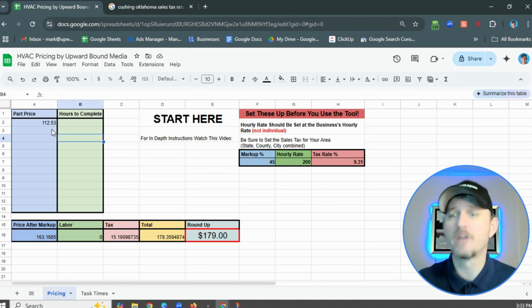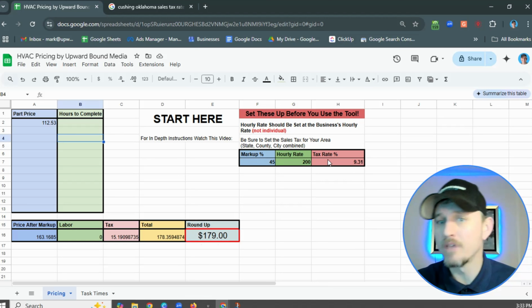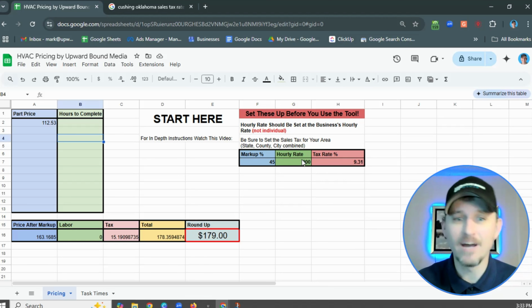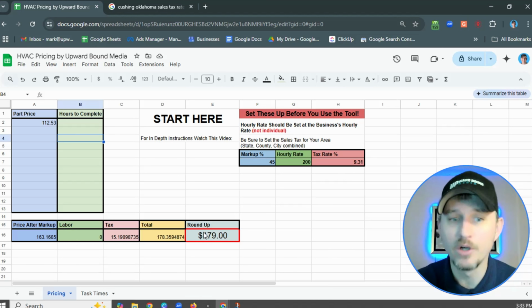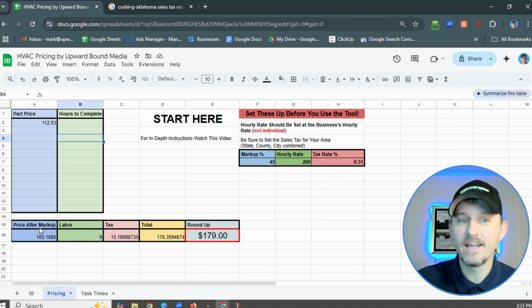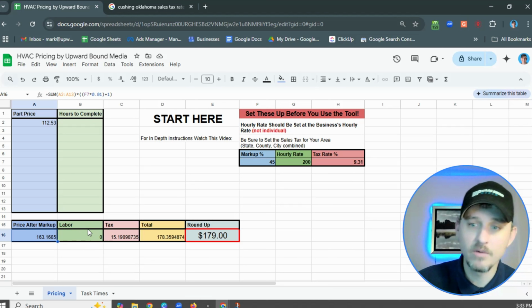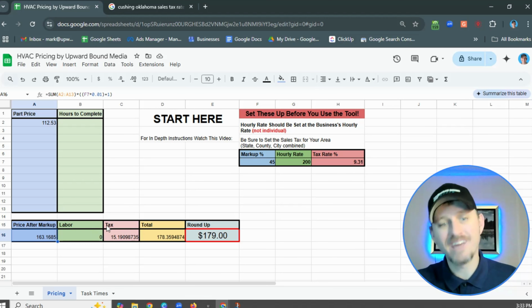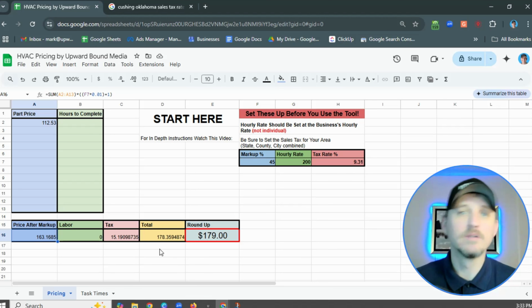So this tells me if a customer was going to come over and just buy it directly off of me, given our markup and our hourly rate, we should be charging $179 for somebody to just come in and purchase this off of me. The reason is that the price after markup is going to be 163 and some change. We've got $0 labor fee, but we still have to pay the sales tax on it. And that total is going to come out to $178.36.